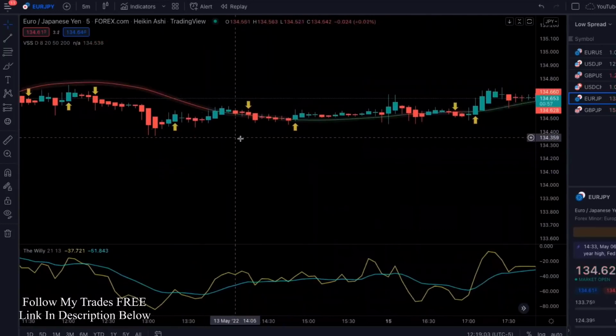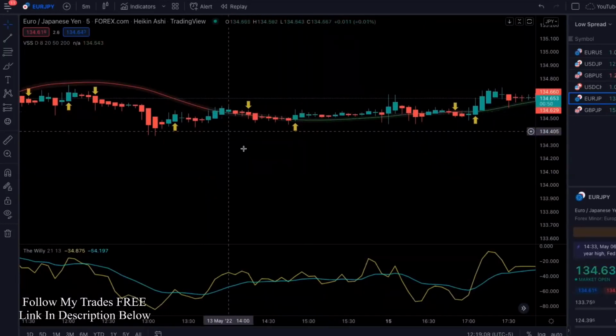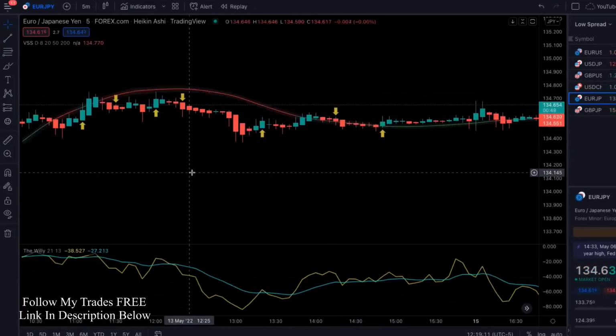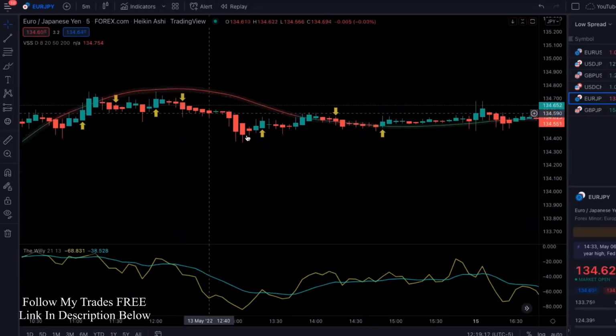Yeah, and then this is kind of cool because it keeps you away from the range bound stuff, right? So this way you're catching some of the swings. So this is kind of cool. Red, yellow line below the blue line, you swing it down.